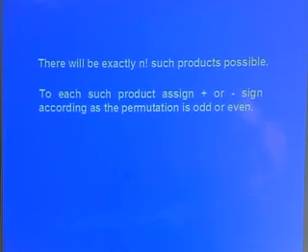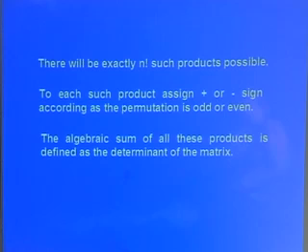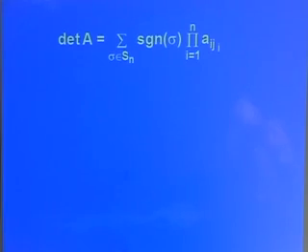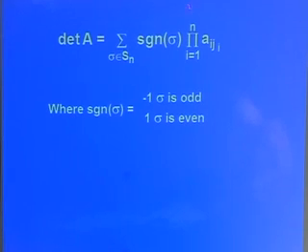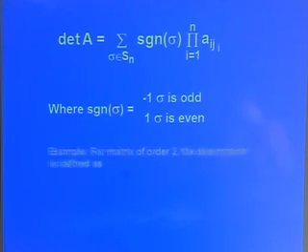So, if we have an n by n matrix, then there will be exactly n factorial such products. Now, to each such product, if we assign a plus or minus sign according as the permutation is even or odd, then the algebraic sum of all these products is defined as the determinant of the matrix. This way we define determinant A as the summation over sigma in the set of all permutations, signum sigma determines the sign, and this is the product. This signum sigma is defined as -1 if sigma is odd, and it is 1 if sigma is even.